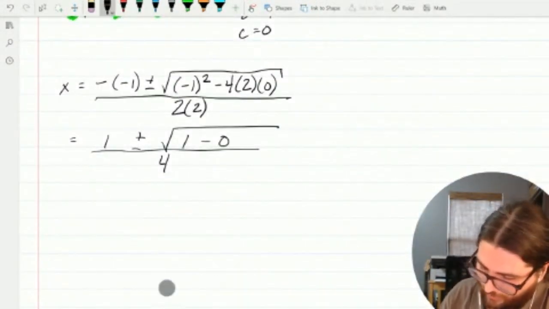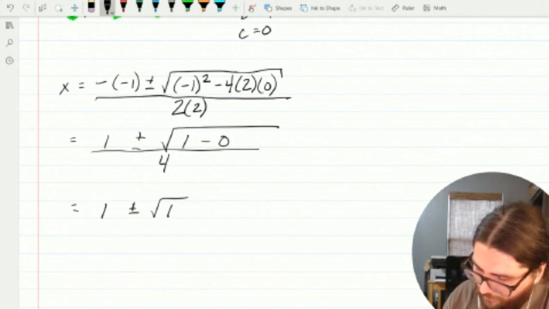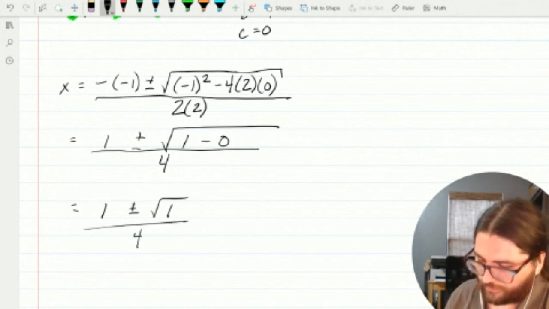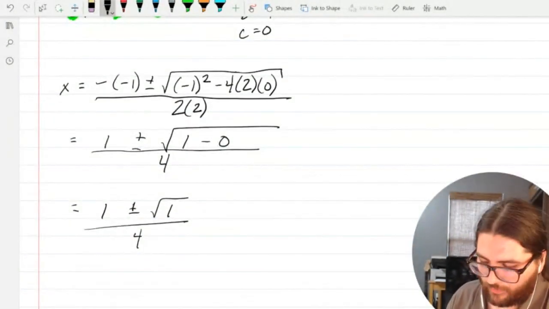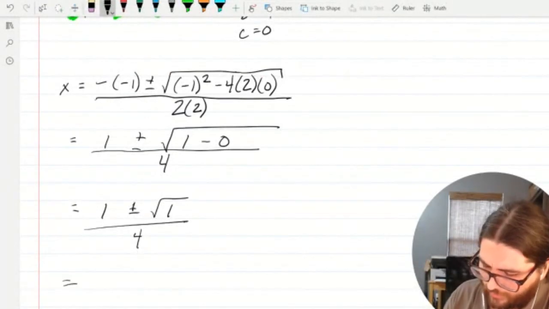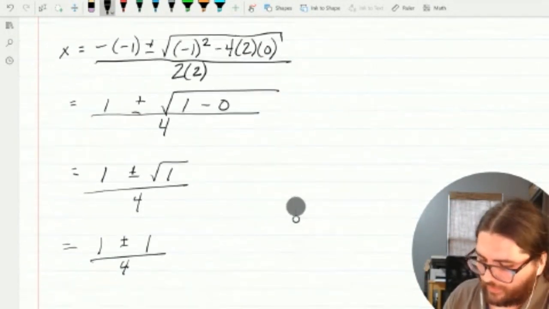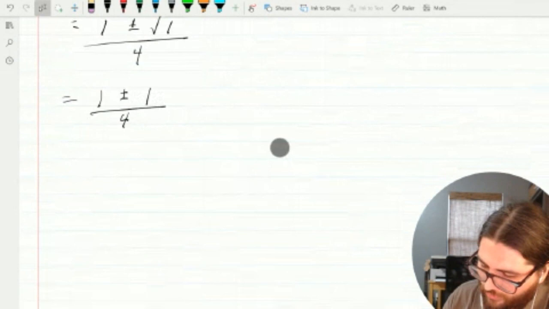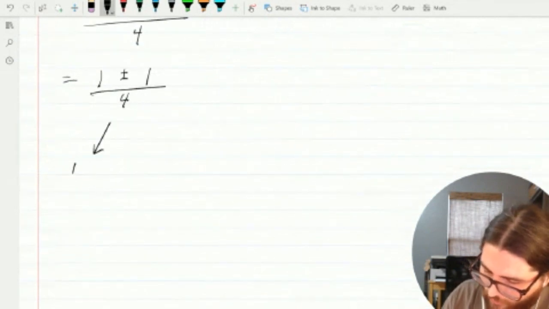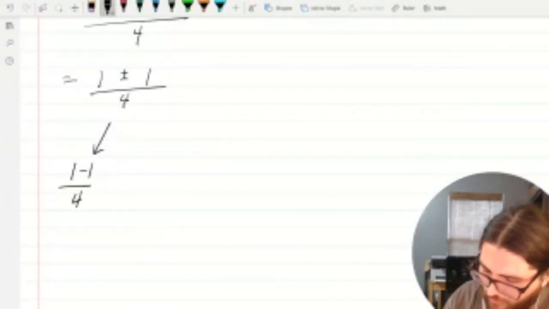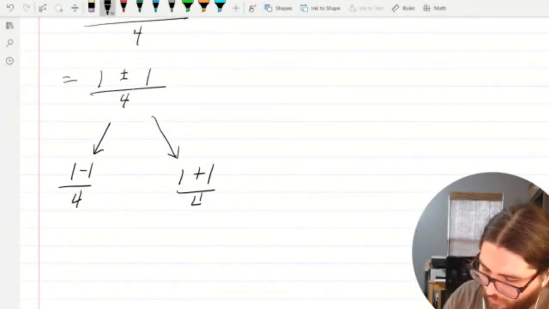All right. So this gives me 1 plus or minus square root of 1 all over 4, because 1 minus 0 is 1. And the square root of 1 is 1. 1 plus or minus 1, over 4. That gives me two different solutions. Split them out. 1 minus 1 over 4 and 1 plus 1 over 4.